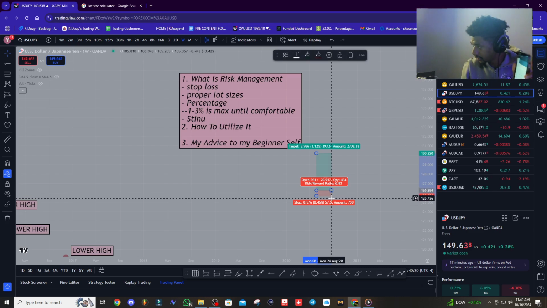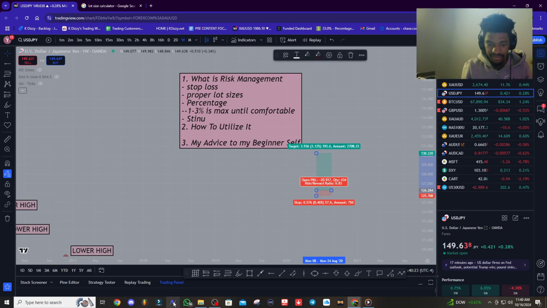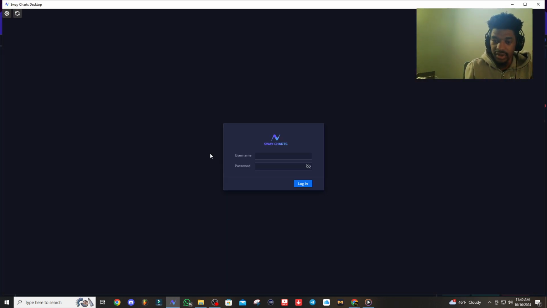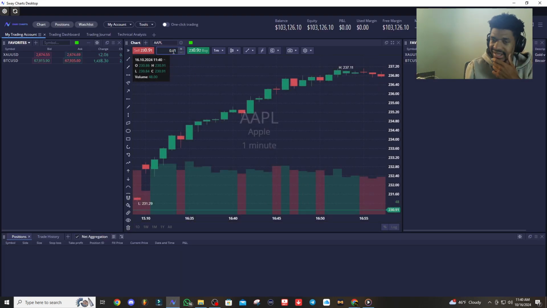Once you have your phone app, or for example, I'll show you right here on Sway charts what I'm talking about. So right here is the lot size area, right? This is my funded account right here. But you can change the lot size, and that determines how much money you're risking.